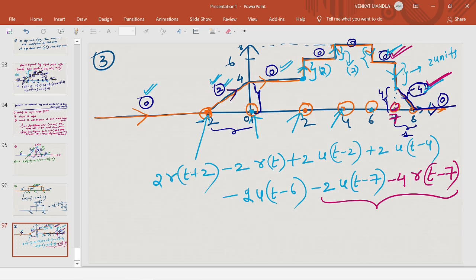And one more signal change point is there, that is 8. Okay, so t equal to 8. What is the slope difference? Final slope is 0. Initial slope is minus 4. Slope difference is 0 minus of minus 4, that is plus 4. And since the slope difference exists, a ramp exists. What is the ramp? r of t, and at t equal to 8 means r of t minus 8. That's it. This is the signal.